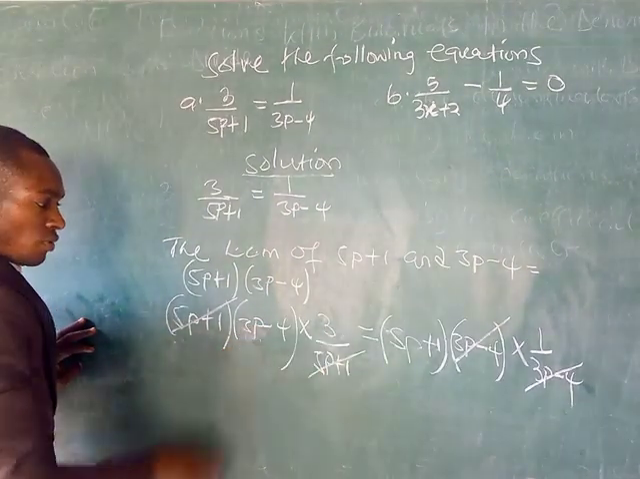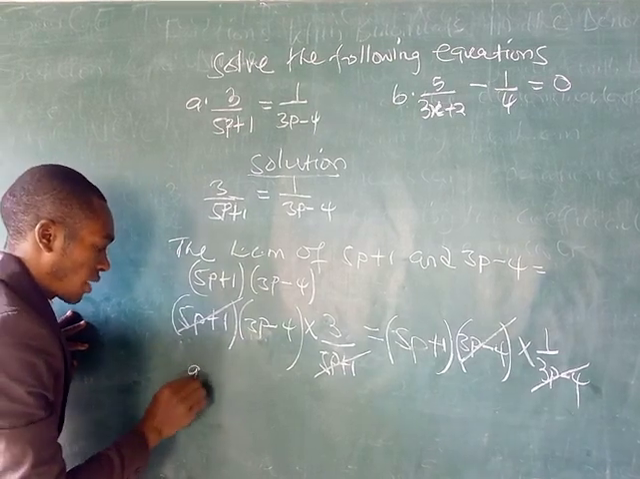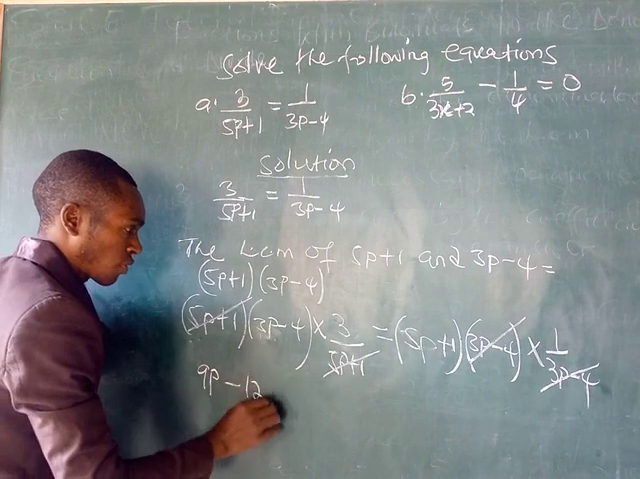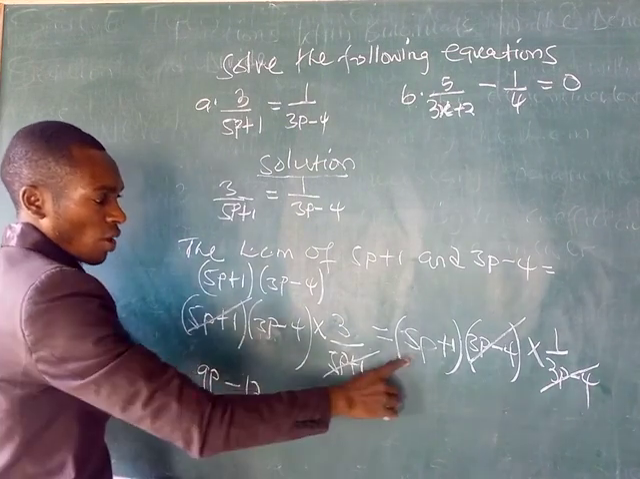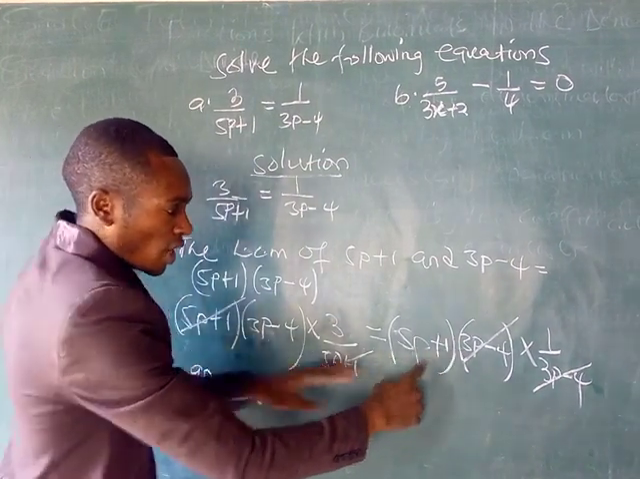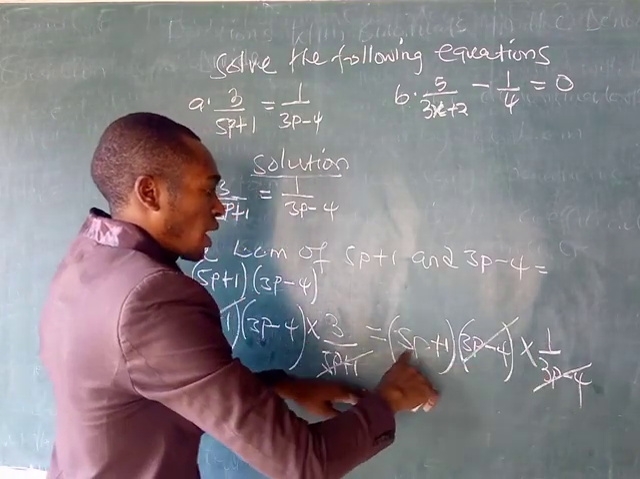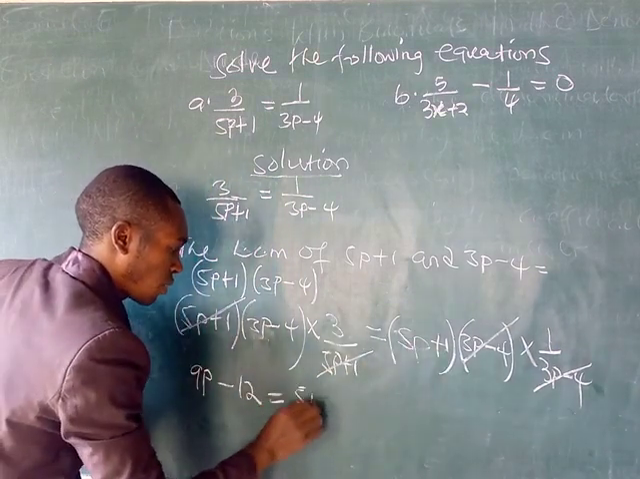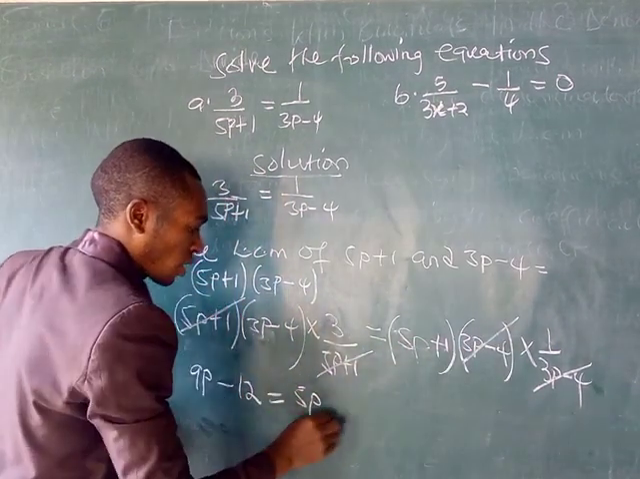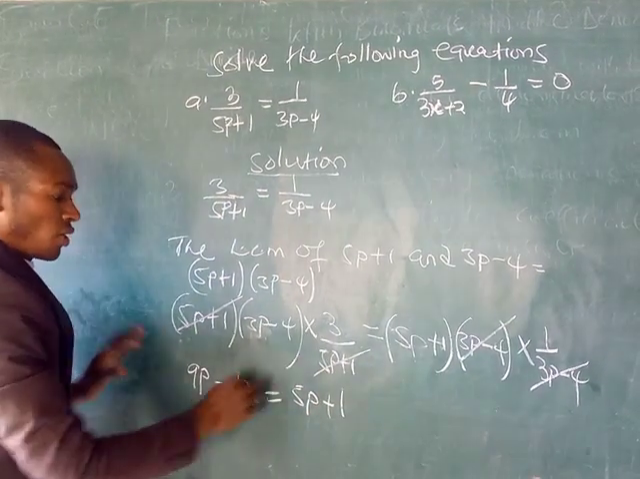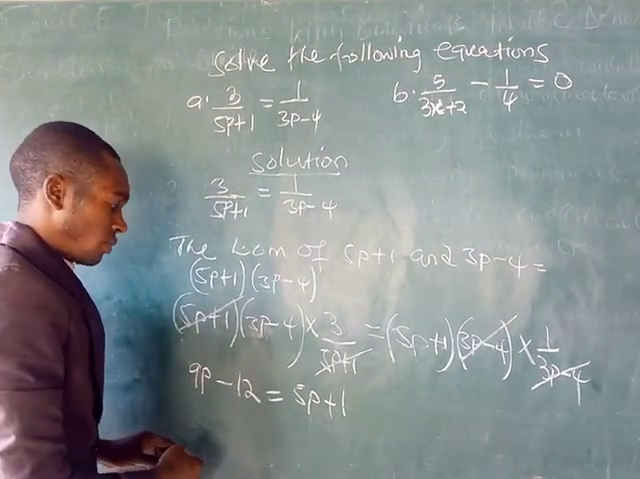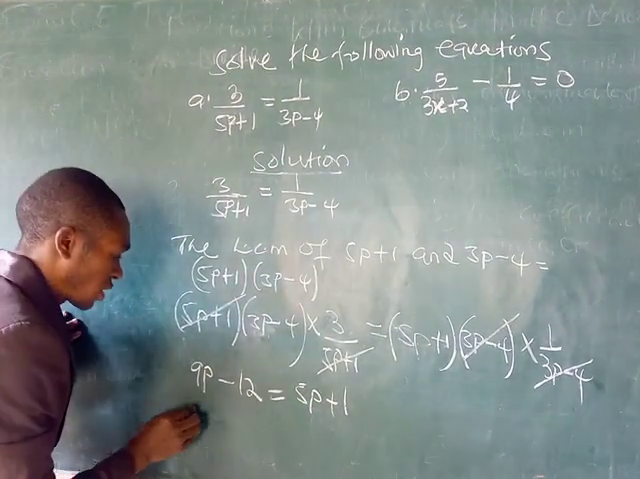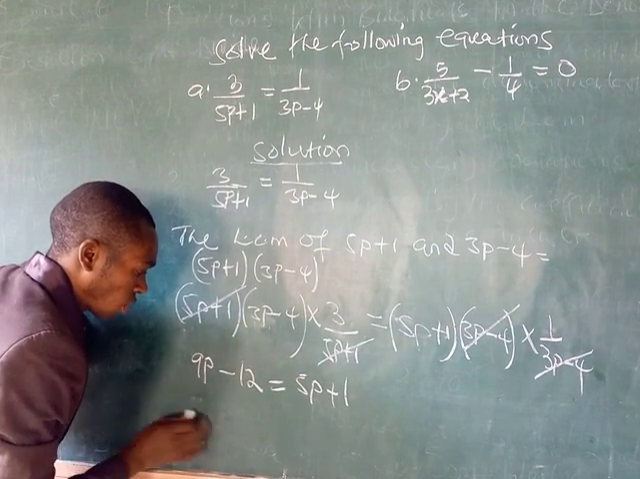So 3 times 3p, we have 9p. 3 times minus 4, we have minus 12. Equal sign. What we have left is, here we have this and we have this. 1 multiplies 5p, opening this bracket. 1 times 5p gives us 5p. 1 times plus 1 gives us plus 1. Now the next thing we're going to do, we'll collect our like terms. If you discover we have 3p here, we have 5p here. So we'll pick this one first, 9p.